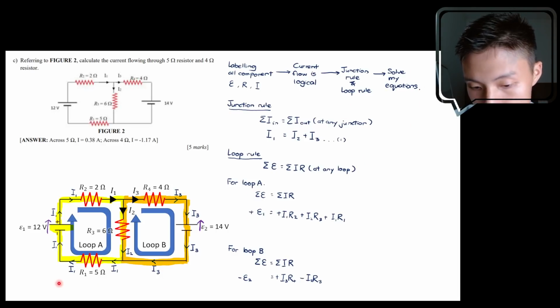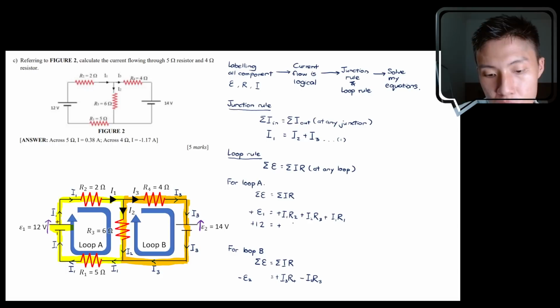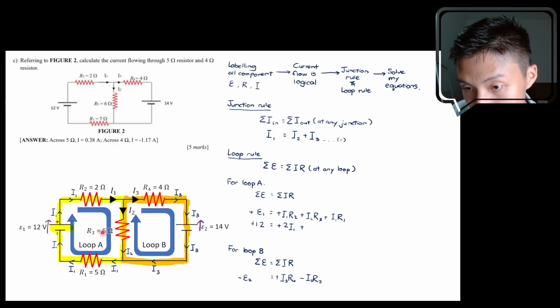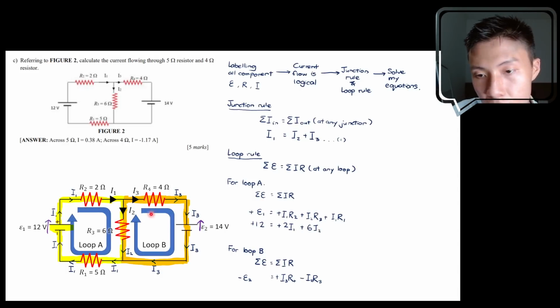So I'm going to substitute epsilon 1 is equals to 12, so it's positive 12, and it's equals to positive R2, the value that I have, so I substitute in R2. R2 is 2I1 plus R3, the value that I have. R3 is, where is R3? R3 is 6 ohm, so it's 6I2. Then continue. I have R1. R1, where is it? R1 is 5 ohm, so it's plus 5I1.